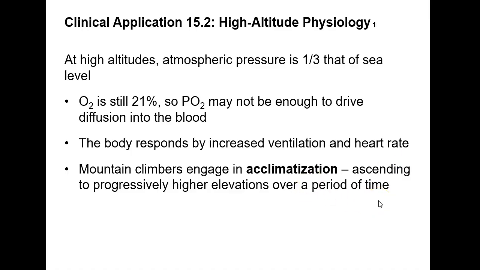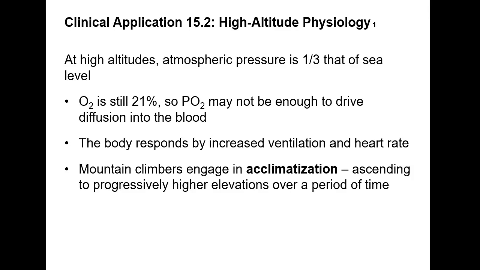We also know that people that live at higher altitudes, or people that travel to higher altitudes, are going to experience a different atmospheric pressure than those who live at sea level. So the atmospheric pressure at very high altitudes in places like Denver, Colorado, is going to be about 1/3 less than what we see at sea level. So people who live in those areas, their body has to adjust because the oxygen level is still going to be 21%, but the partial pressure of oxygen may not be enough to drive diffusion into the blood.